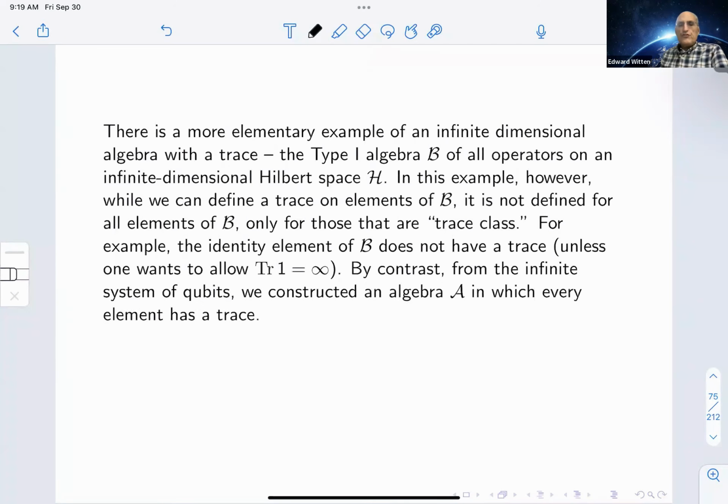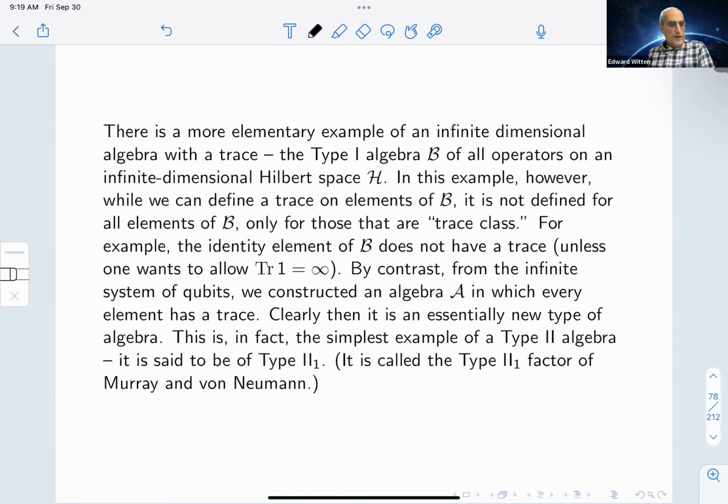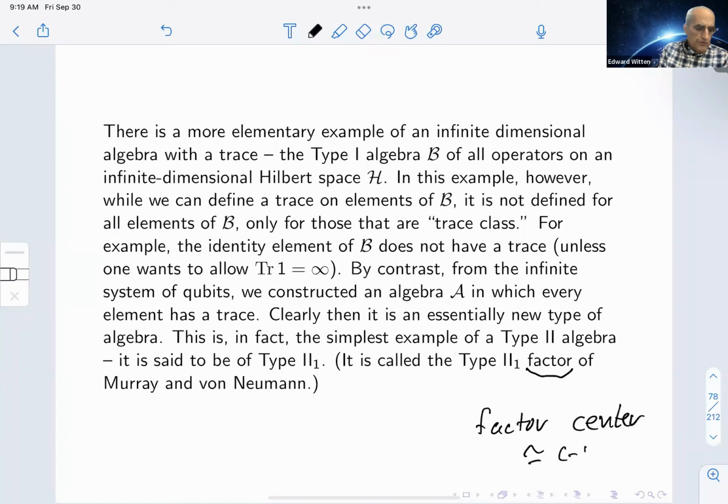By contrast, from the infinite system of qubits, we constructed an algebra A in which every element has a trace. So clearly, it's an essentially new type of algebra. In fact, it's the simplest type of example of a type 2 algebra. It's said to be of type 2.1, and it's actually called the type 2.1 factor of Murray and von Neumann. Murray and von Neumann, I think in the late 30s, constructed it in essentially the way I've told you. Factor means that the center of the algebra consists only of C numbers. There are no operators other than C numbers in the center of this algebra. Factor is von Neumann algebra terminology that's analogous to simple for a Lie group.